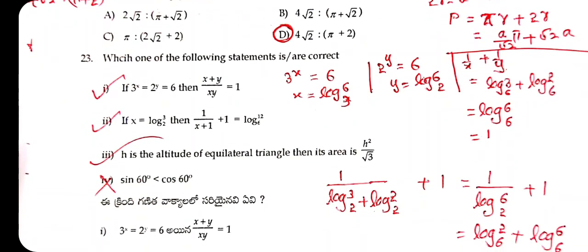Which of the following statements is true or correct? The first statement is correct, the second statement is correct, the third statement is correct, and the fourth one is wrong. So now let us explain.